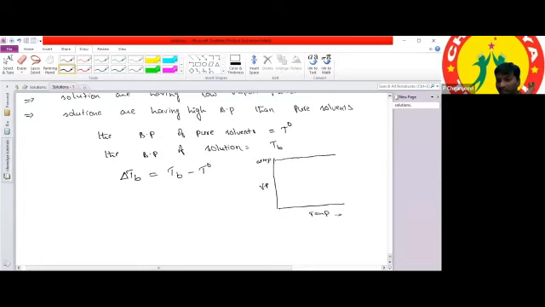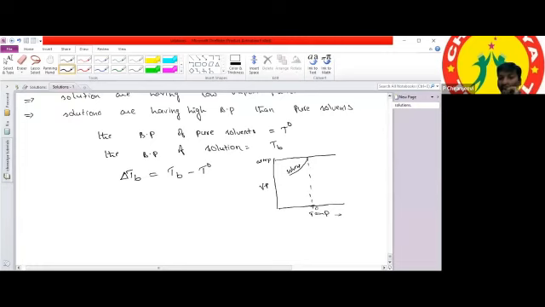For example, first I have taken a pure solvent. The pure solvent reaches atmospheric pressure at T naught. Whatever the pressure is, I am going to consider it as P naught.